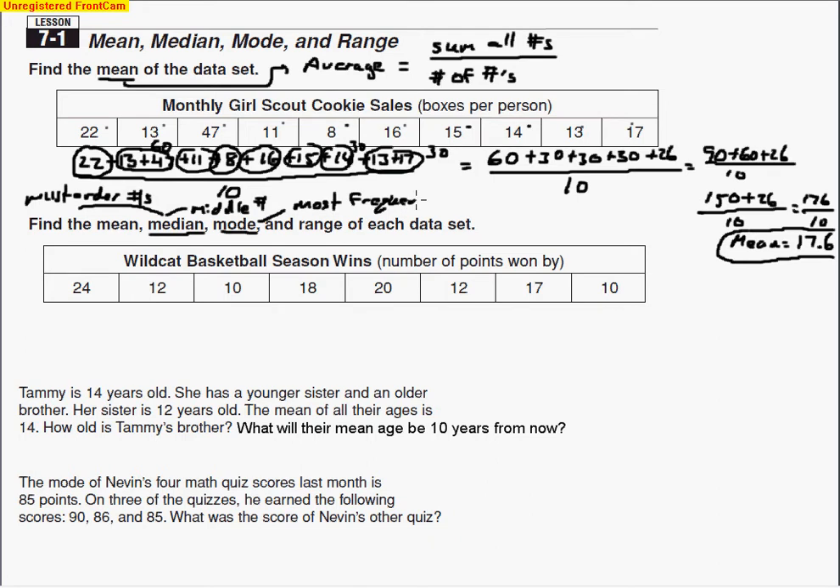And there could also be more than one mode. So we could have things that are bimodal or even trimodal. And so we'll end up seeing that possibly in the data sets that we've got. And then the range. Range is the difference between the highest and lowest. So it's the distance between the highest and lowest numbers.